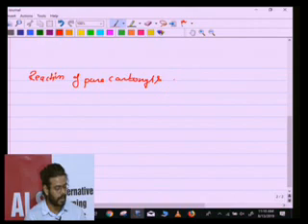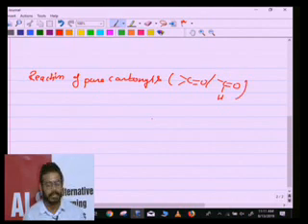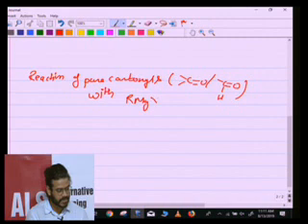Pure carbonyls are basically the ketone and the aldehyde groups. These groups are known as pure carbonyls, and what we are going to do here is react these pure carbonyls, that is aldehydes and ketones, with RMgX. Can you tell me what is RMgX?